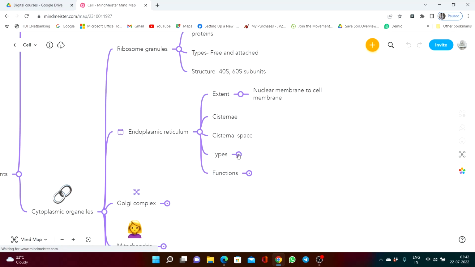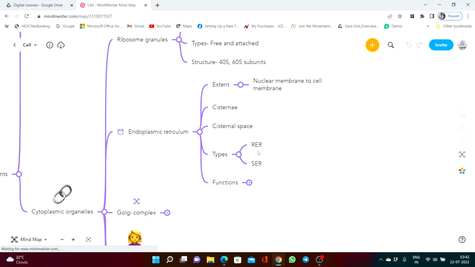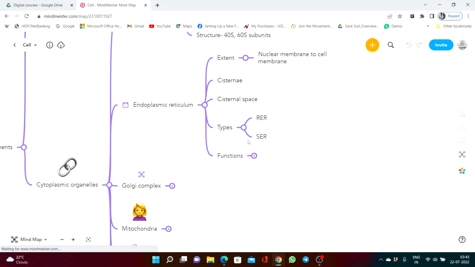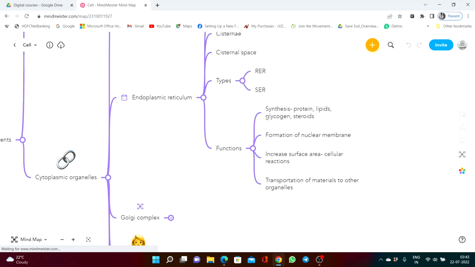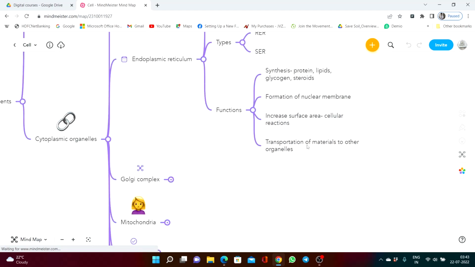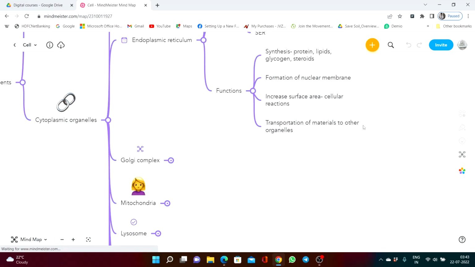Now, the endoplasmic reticulum is of two types. The one which is attached to ribosomes is called rough endoplasmic reticulum, and the type without the ribosome granules forms the smooth endoplasmic reticulum. The endoplasmic reticulum synthesizes protein, lipids, glycogen and steroids. It helps in the formation of the nuclear membrane, increases the surface area for cellular reactions, and helps in transportation of materials to other organelles.